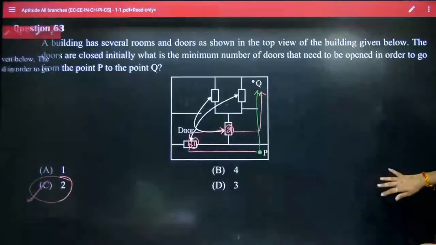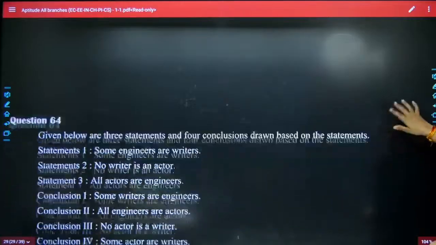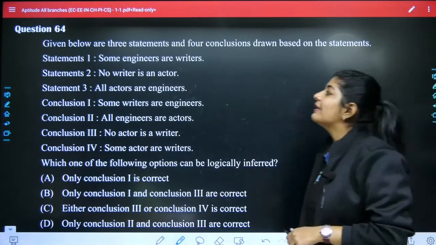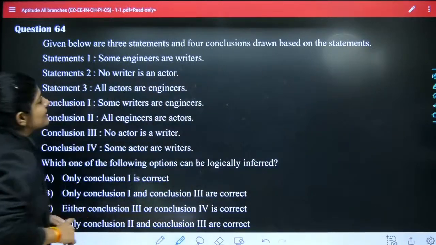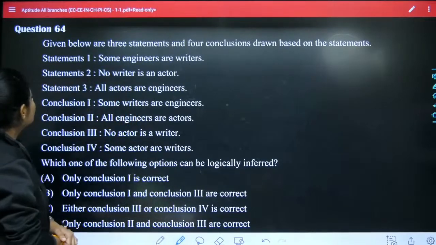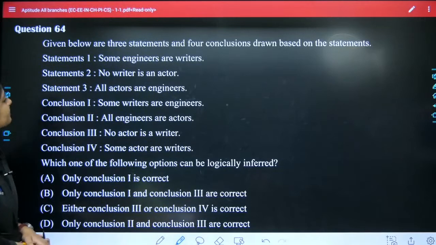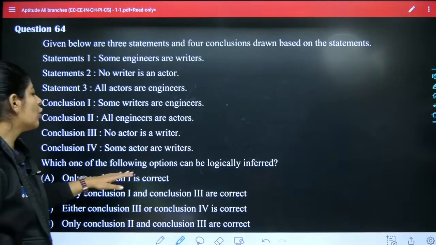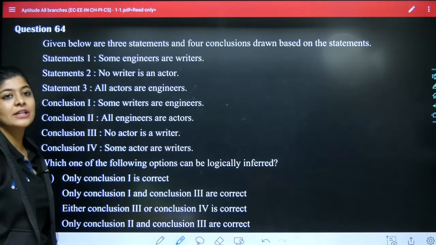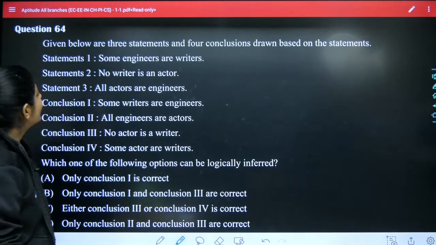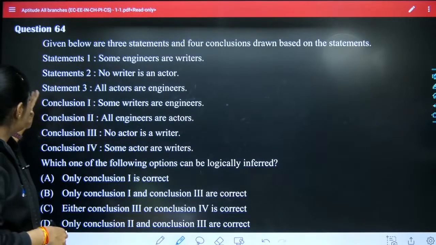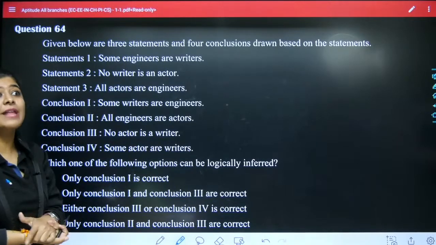Okay, now let's move to the next question. This question is from Syllogisms. Given below are 3 statements and 4 conclusions drawn based on the statements. Which one of the following options can be logically inferred? First, with the help of the statements, we need to draw the Venn diagram, and after drawing it, we can check the given conclusions with the help of that Venn diagram.